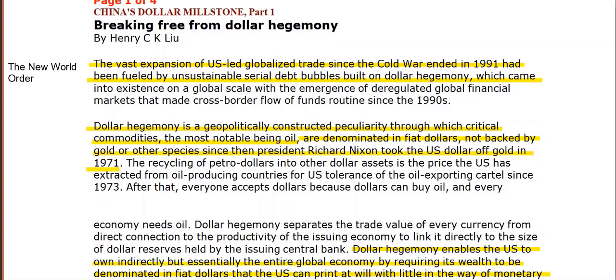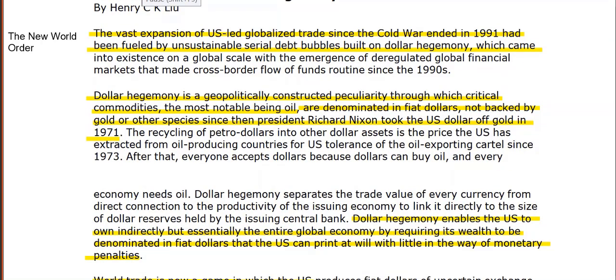Anyway, dollar hegemony is a geopolitically constructed peculiarity through which critical commodities, the most notable being oil, are denominated in fiat dollars, not backed by gold or any other species since President Richard Nixon took the dollar off the gold standard in 1971. Nixon was actually forced off the gold standard by France. But if you read the book Gold, Dollars, and Power, you actually understand what happened with the dollar assets.